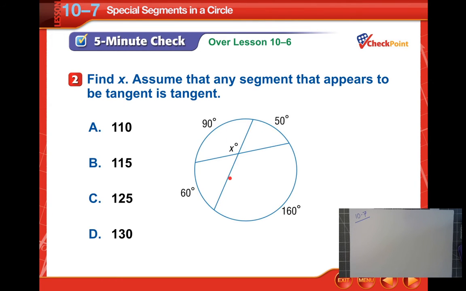Find x. Once again, we're going to do the average of 90 and 160. Not 50 and 60. We're going to do 90 and 160. 90 plus 160 is 250. 250 divided by 2 is 125.